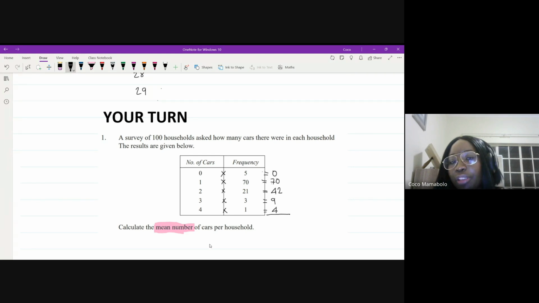Good, is it 125? No, by 100. Good, we would divide by how many households were asked. And it tells us over here that a survey of 100 households were asked. So 125 divided by 100, and that would give us the mean, the average number of cars per house, which is 1,25.